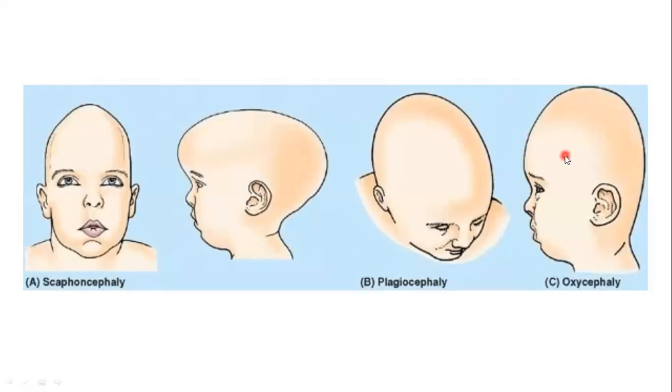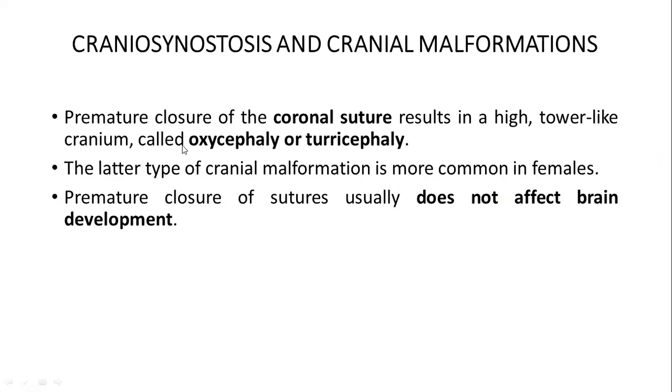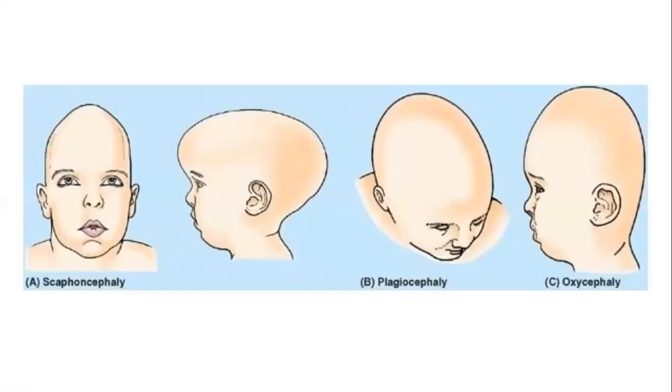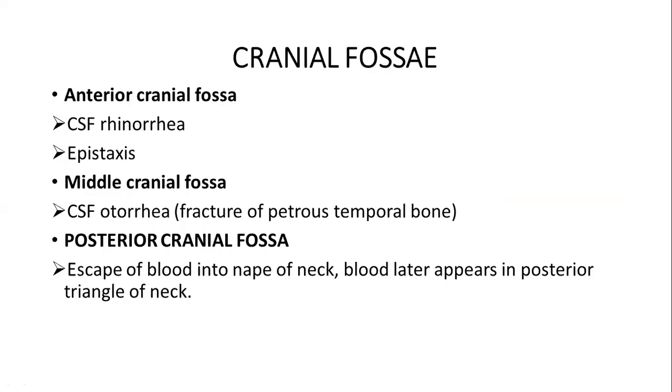This is tower-like. This is the coronal suture premature closure. So the various malformations: oxycephaly is more common in females, and the premature closure of sutures usually does not affect brain development. Again, that picture. Now the cranial fossae, the three fossae: anterior, middle, and posterior.